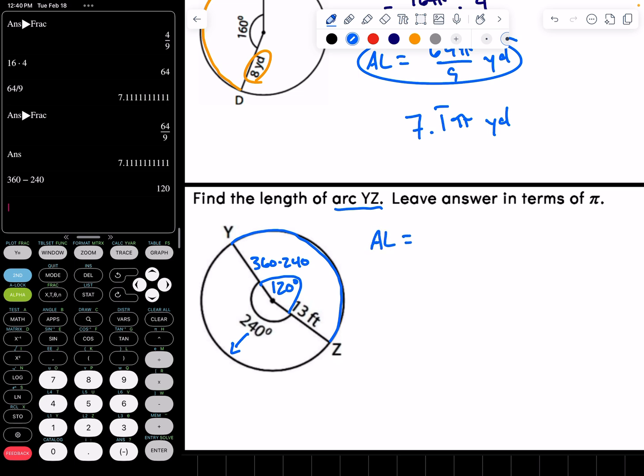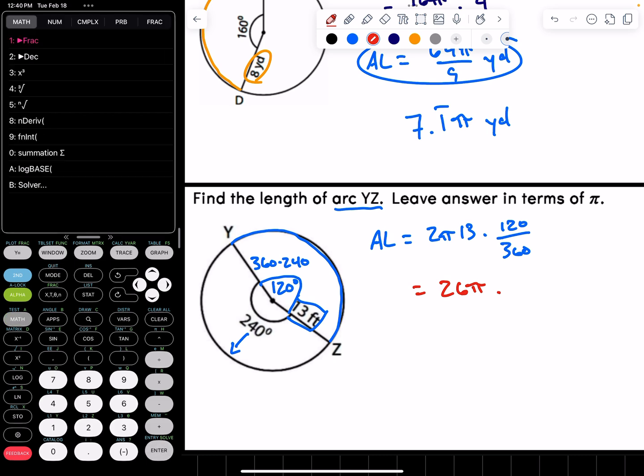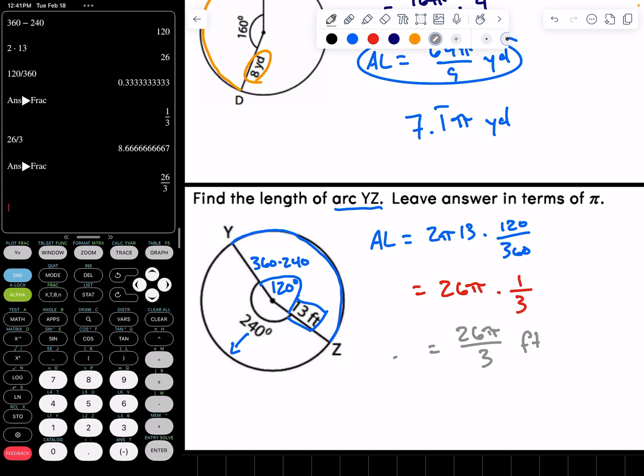Arc length equals 2 pi, my radius, which is 13, times 120 over 360, which means 2 times 13, 26 pi, times 120 divided by 360, math frac, which is 1/3. So we end up with arc length equaling 26 pi over 3. 26 divided by 3, math frac, doesn't simplify any more than that. So we've got our arc length as 26 pi over 3 feet.